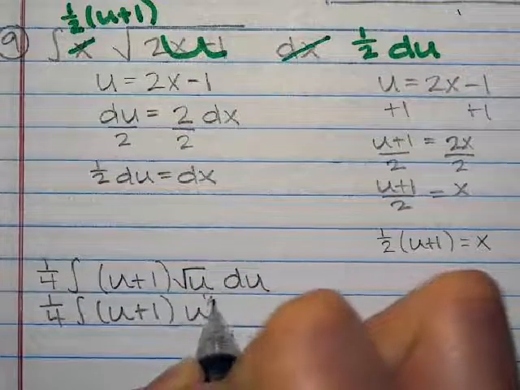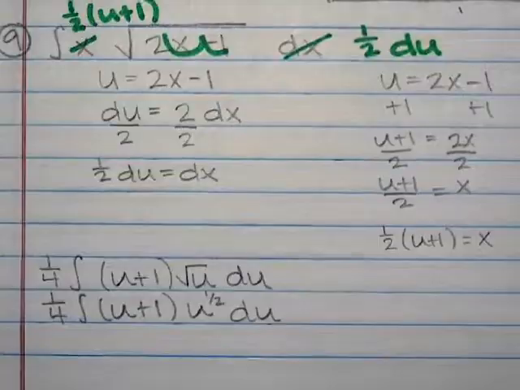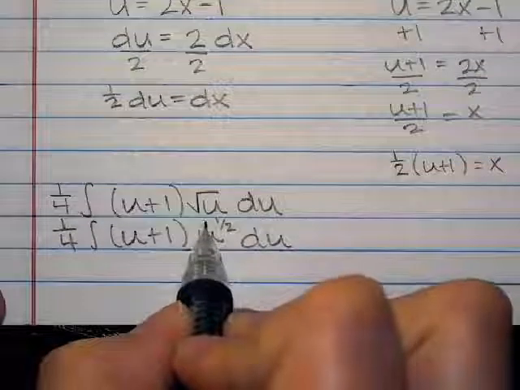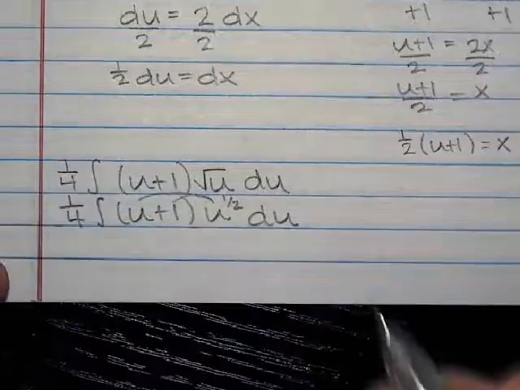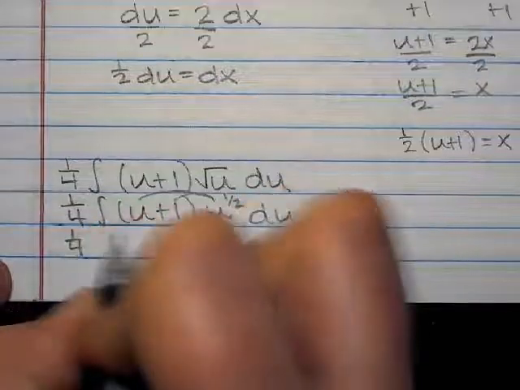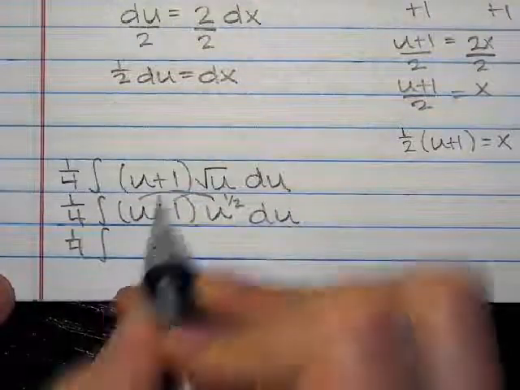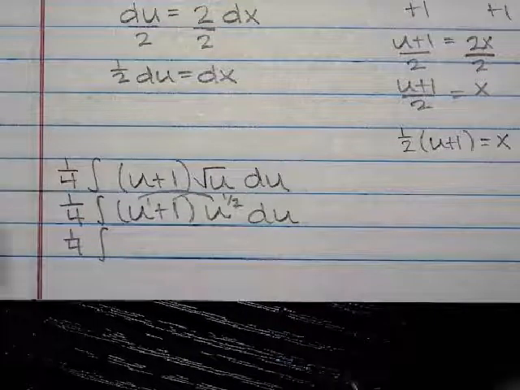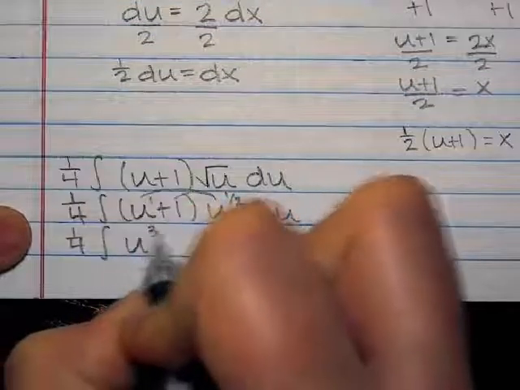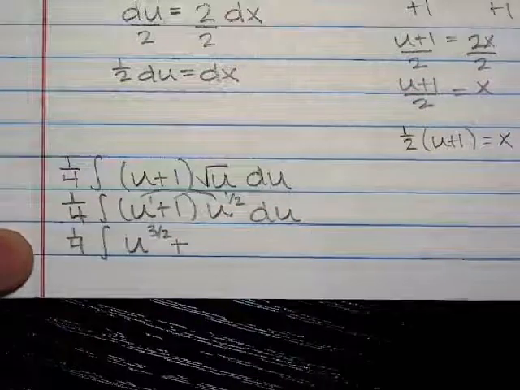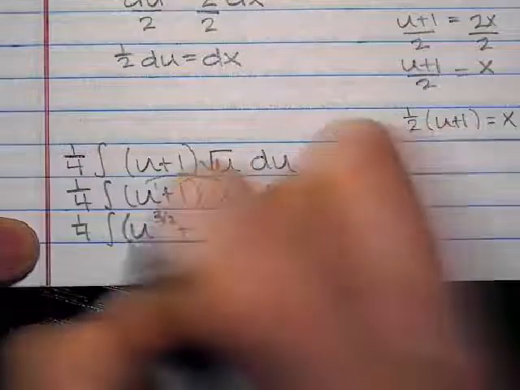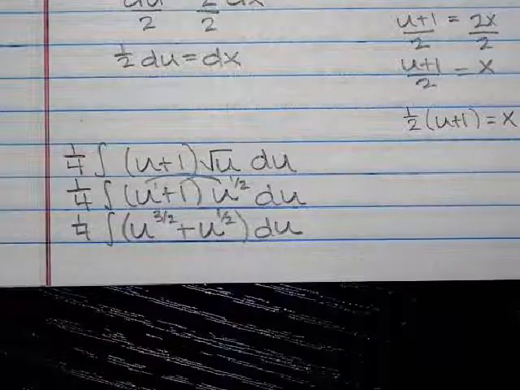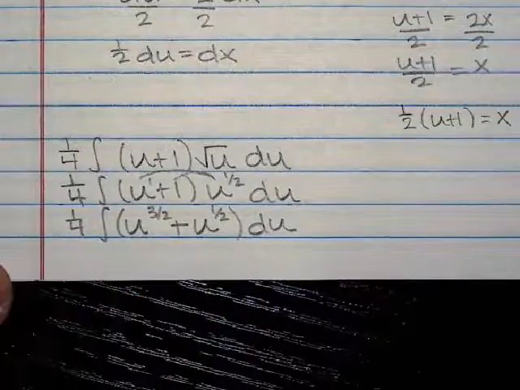Okay. So u to the 1 times u to the 1/2 is what? U to the 3/2. U to the 3/2, and then what? U to the 1/2. Okay. All right, now how do we do the antiderivative now? Add 1 and divide by it. Okay, so now we can just do our normal antiderivative.